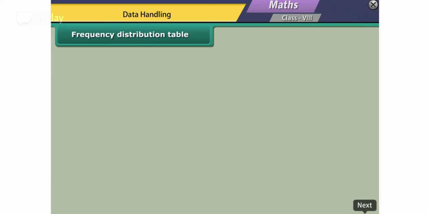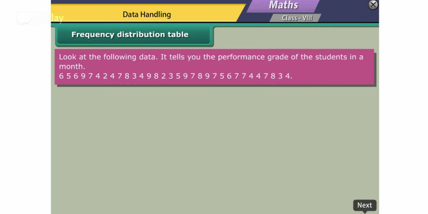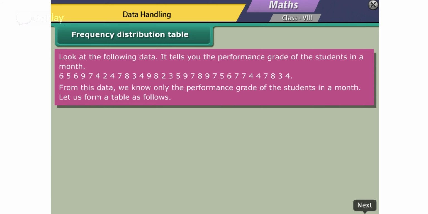Weight of students in a class and temperature in a city are some examples of continuous data. Frequency distribution table. Look at the following data. It tells you the performance grade of the students in a month: 6, 5, 6, 9, 7, 4, 2, 4, 7, 8, 3, 4, 9, 8, 2, 3, 5, 9, 7, 8, 9, 7, 5, 6, 7, 7, 4, 4, 7, 8, 3, 4. From this data, we know only the performance grade of the students in a month.